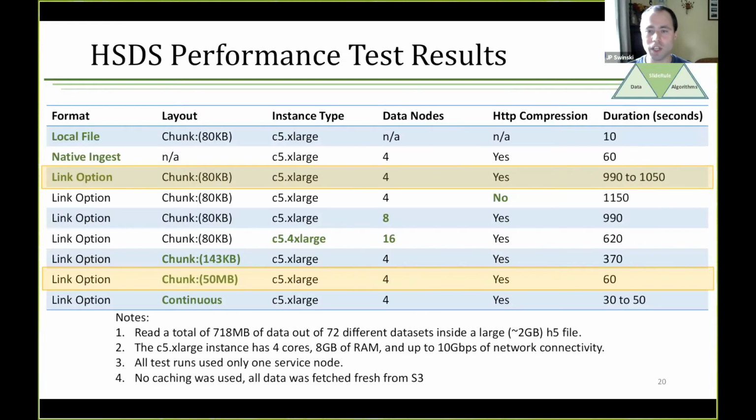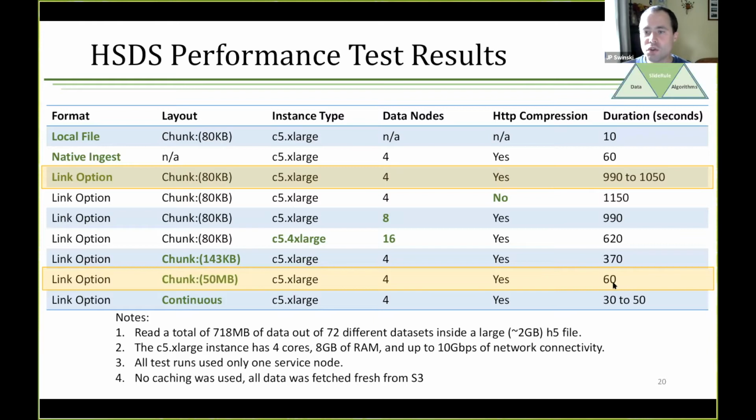It explodes. So here's a chart I showed a while ago, and I'm just bringing it back up for this presentation. So we took the ISAT2 data, a typical file where we're reading about 700 megabytes out of it, and we were using HSDS with the link option. And the chunks were in their original 80 kilobyte chunk size. That's this first yellow box. It took about 1,000 seconds to read. Just changing the chunk size to 50 megabytes took that number down to 60 seconds.